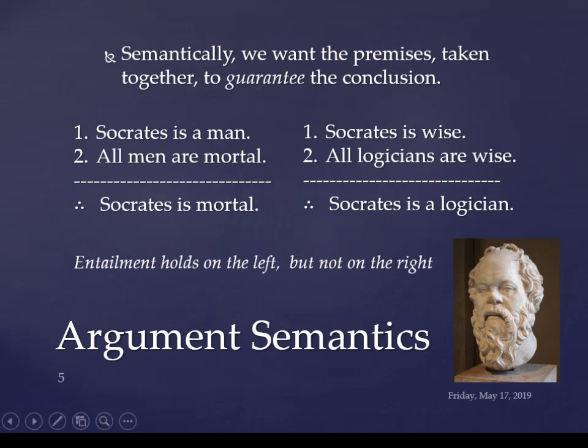So anyway, the big idea for you all is that entailment holds here, but not here, right? Because it's impossible for this to be false while these two premises are true, whereas it is possible for these two to be true and this one to be false.